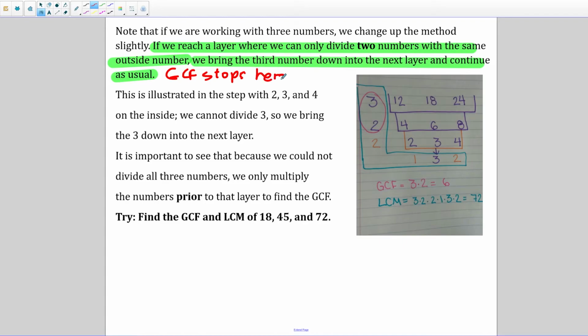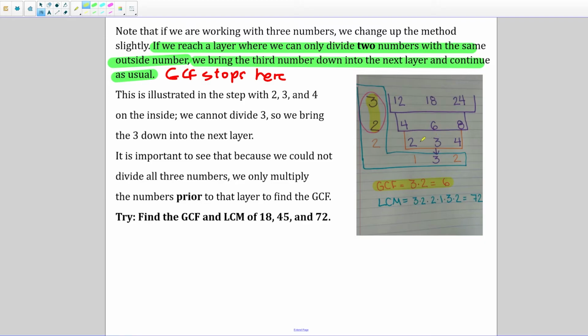What that's going to look like in our example, we'll see that 12, 18, and 24 are all divided by 3. 12 divided by 3 gives me 4, 18 divided by 3 gives me 6, and 24 divided by 3 gives me 8. In my next layer, I'm going to divide all three numbers by 2, which gives me 2, 3, and 4. We'll notice that we can no longer divide all three numbers by the same number, so I have to stop my GCF here. That means that my GCF has to be 3 times 2, which gives me 6.